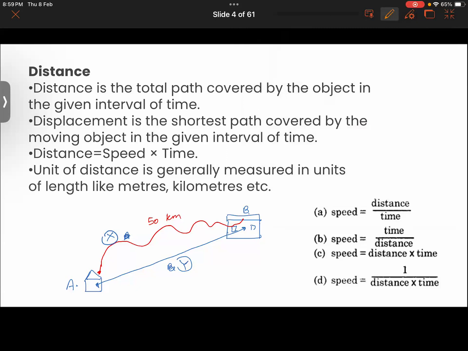Getting it? Then there will be several units of distance. We discussed meters, kilometers, and miles is also used for distance. I told you how many kilometers are there in 1 mile while we were doing this chapter. Do you remember?